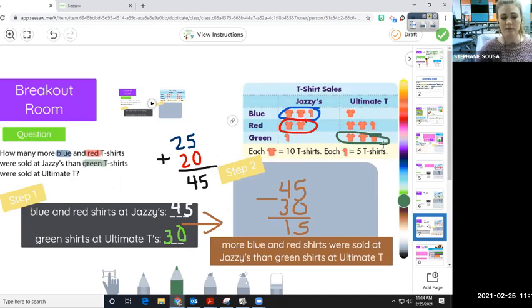My green t-shirts from Ultimate Tee were a bit more straightforward because it's just one to count, and that was 30. I again used subtraction to compare these. 45 blue and red from Jazzy's, subtract the 30 from Ultimate Tee, left me 15 t-shirts. Let's talk about this label again. Notice my question. How many more blue and red t-shirts? Look at my label, blue and red t-shirts, sold at Jazzy's. Then green t-shirts, at Ultimate Tee.